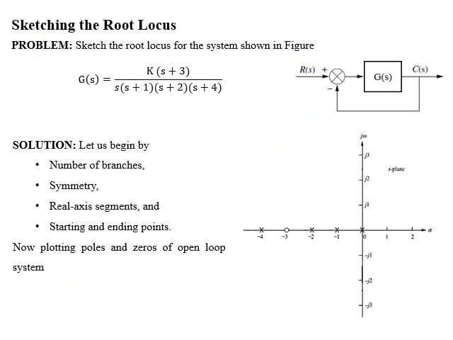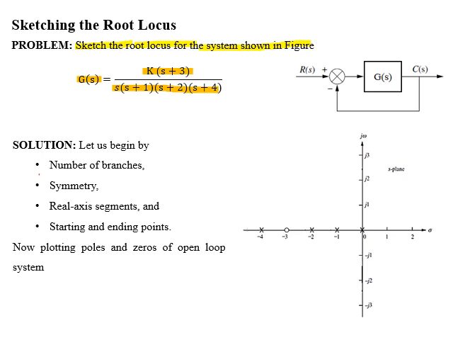Dear students, now we will sketch the root locus for a closed loop system given in the figure. The forward path of the closed loop system is given by G(s), which is equal to K times (s plus 3) divided by s times (s plus 1)(s plus 2)(s plus 4), which means that the open loop transfer function, in this case KG(s), will have one finite zero and 4 finite poles.